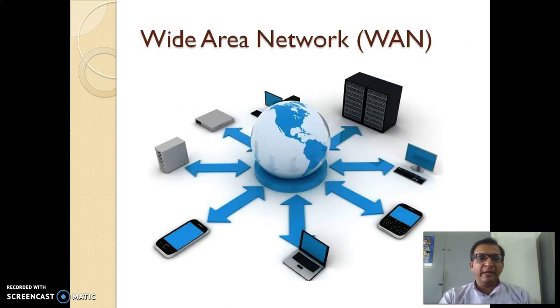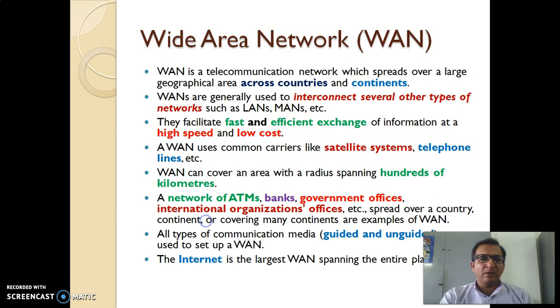Now here is the wide area network, which may span over a continent, across countries, or sometimes around the globe. So a WAN is generally used to interconnect several types of other networks like LANs and MANs, and they facilitate fast and efficient exchange of information at a high speed and low cost. A WAN uses common carriers like satellite systems and telephone lines, and the area it covers spans a radius of hundreds of kilometers. A network of banks, government offices, ATMs, international organizations can be an example of a WAN.